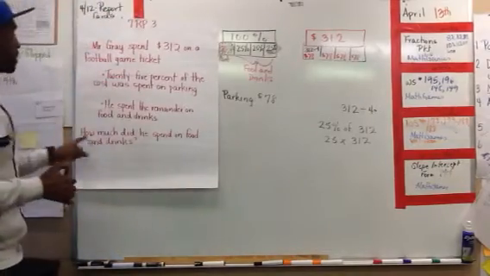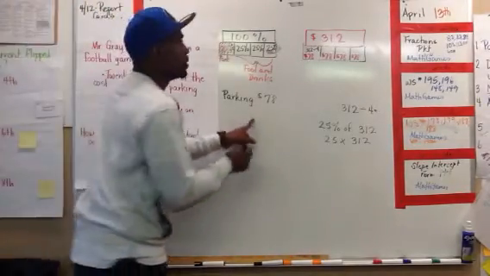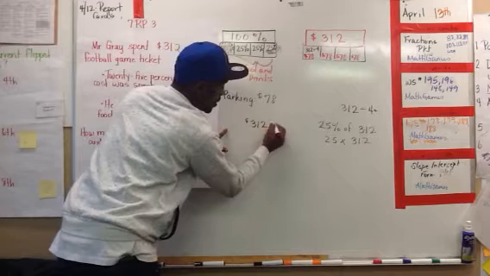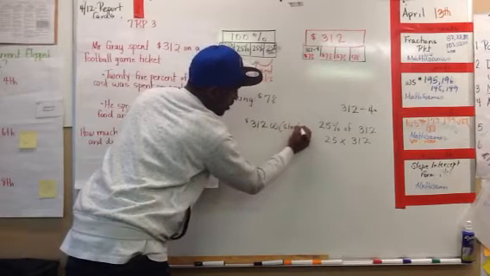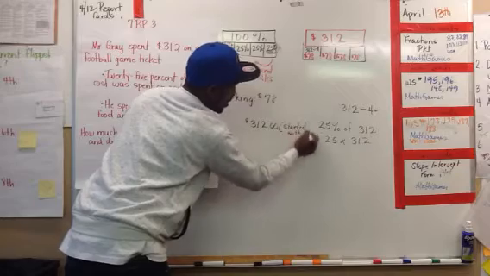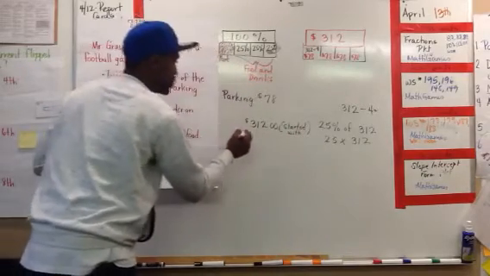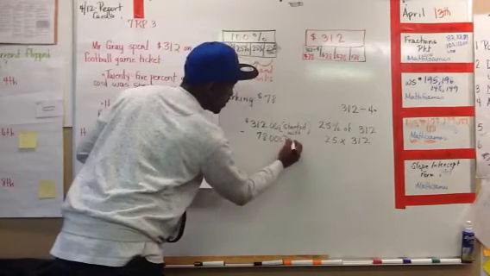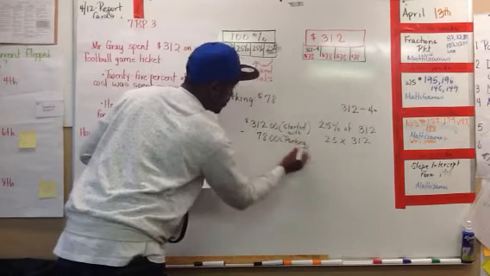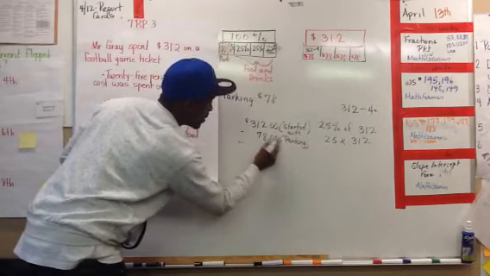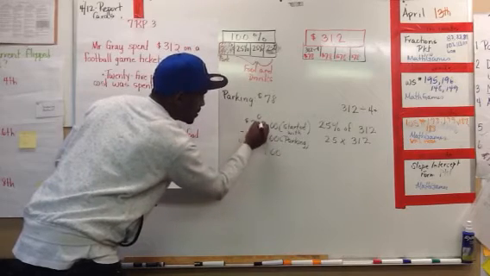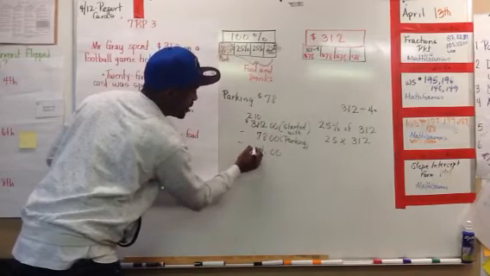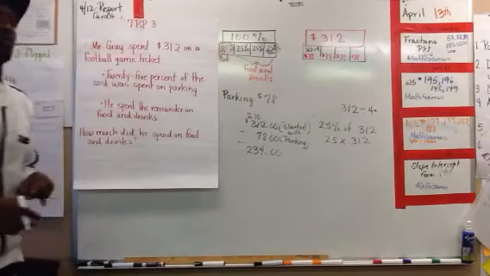Well, the question is, how much did he spend on food and drinks? Well, I know that if I started with $312, that's what I started with, and I subtract $78, which is the parking, do my math. 2 minus 8 I can't do. I borrow from there, that becomes a 0, that becomes a 12. There's a 4. I can't do 0 minus 7. Borrow from the 3, that becomes a 10. 3. I get $234 left.